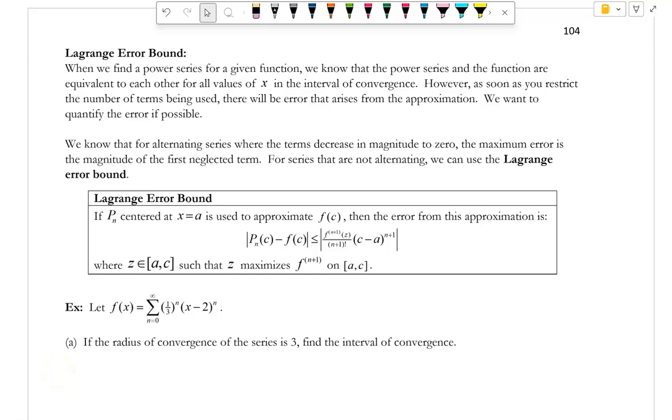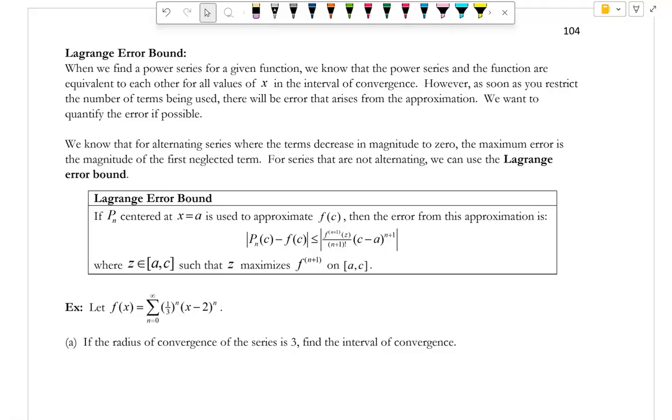So we currently know that we can find a series for a function, and on the interval of convergence, the series and the function will be equivalent to one another. However, as soon as you cut off the series, or as soon as you truncate the number of terms that you're using, there's going to be an error. So anytime we do an approximation, we want to talk about quantifying the error.